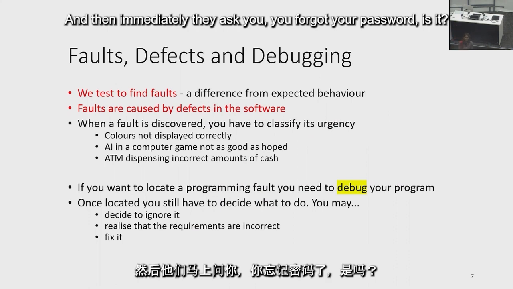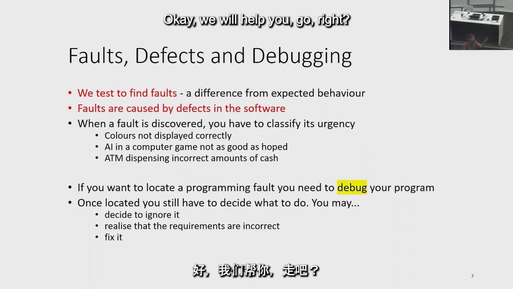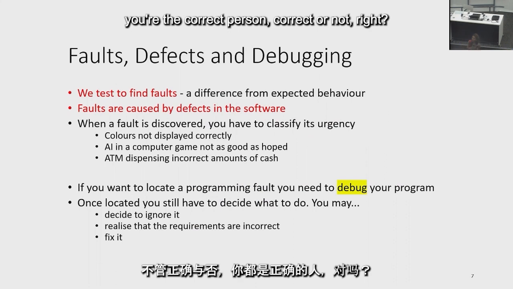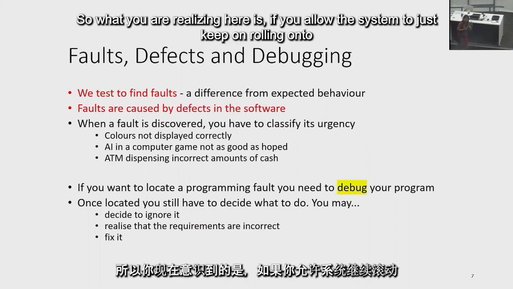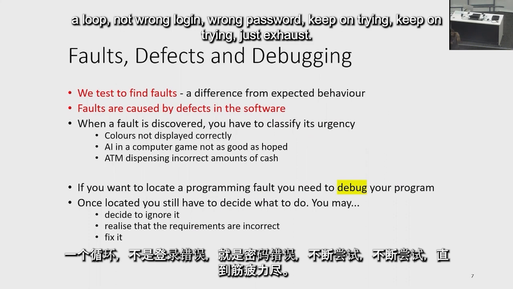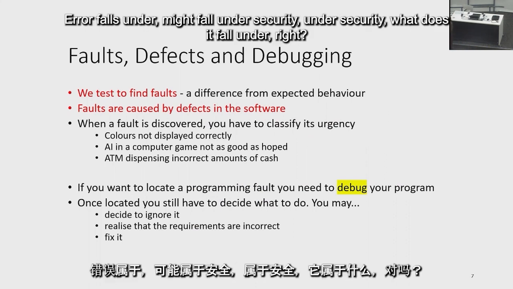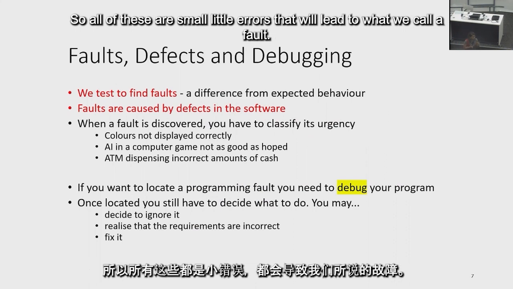And then immediately they ask you, you forgot your password, is it? Okay, we will help you. Go and change your password. But there we need some authentication, to check whether you're the correct person or not, right? So what you are realizing here is, if you allow the system to just keep on rolling in a loop, wrong login, wrong password, keep on trying until exhausted, that means there is a particular error in the system. The error might fall under security. So all of these are small little errors that will lead to what we call a fault.